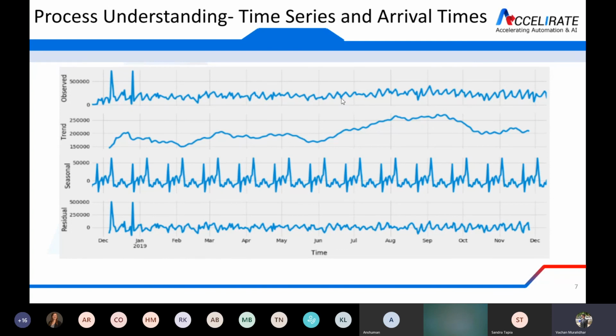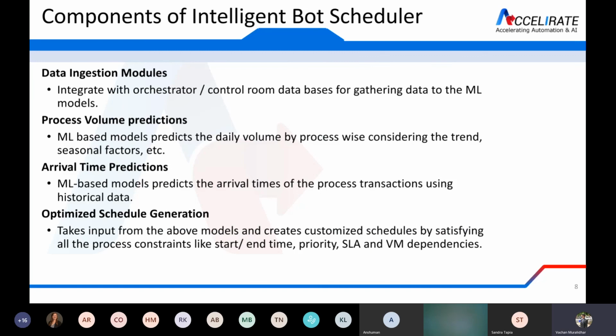So this particular time series is decomposed into the trend, the seasonal, and the random residuals, which are nothing but the random factors which we cannot encounter. So this is an explanation of how the bot volumes vary across the time period, across one year, for a certain process. Now we have explained all these bot volumes and how they vary across different processes.